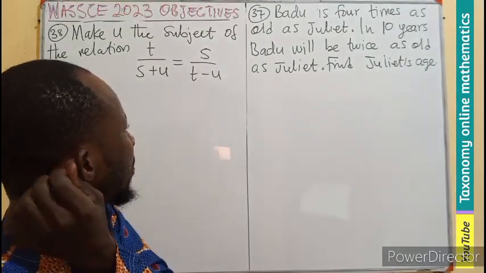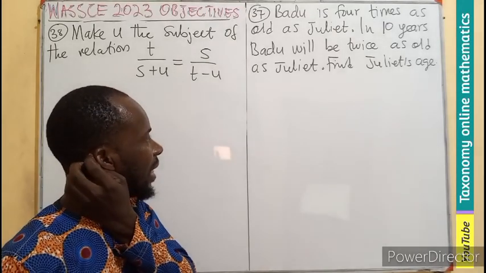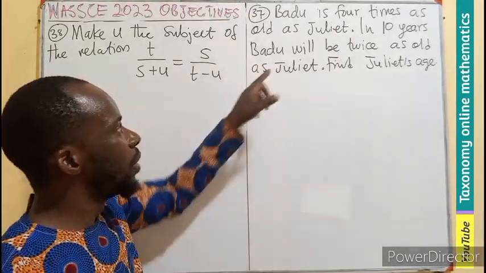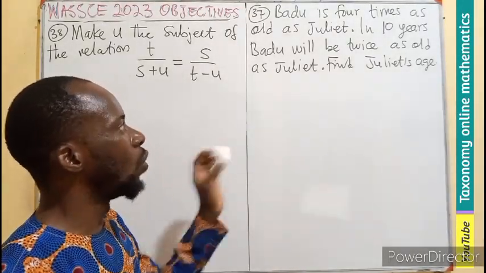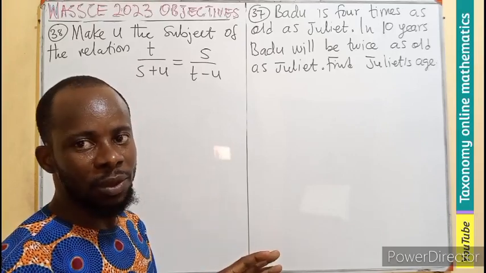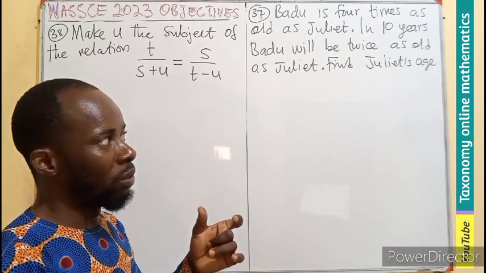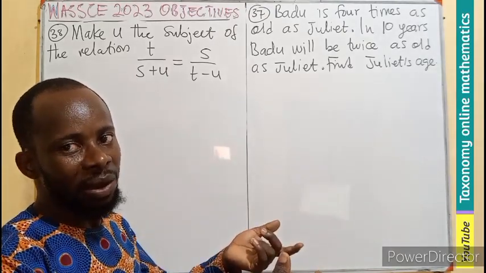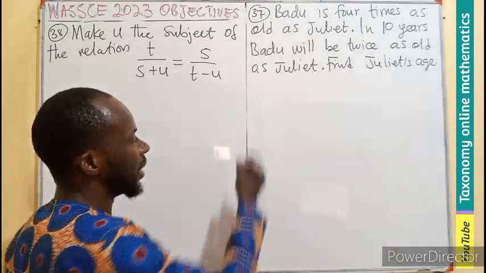Question 37. Bedu is 4 times as old as Juliet. In 10 years, Bedu will be twice as old as Juliet. So we have to find the age of Juliet. Now we have two people. We have to begin with the least age, which will be Juliet.